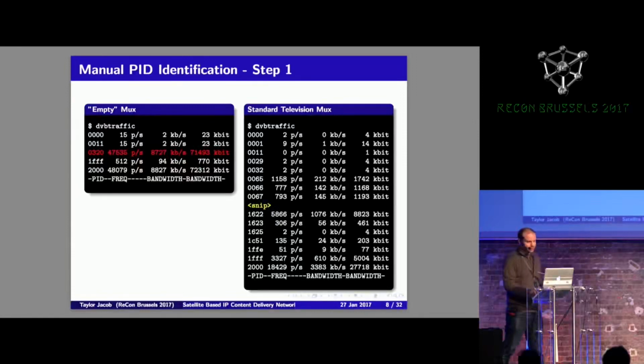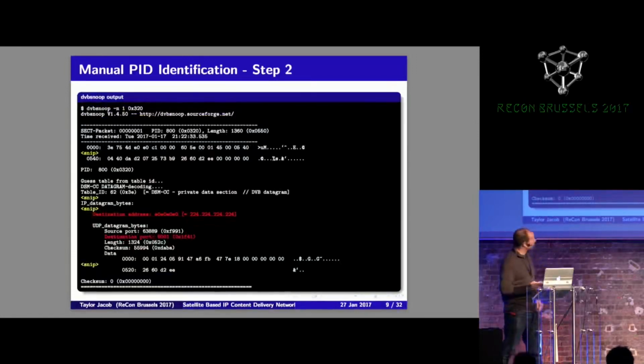So once I'd identified one of these PIDs with lots of traffic, I'd start to look at it in DVB Snoop. And DVB Snoop will allow you to examine in really fine detail whatever content is on a particular PID. So I'd use DVB traffic after I identified the PID. After a quick glance, you can see what kind of traffic is being carried. If you look at this example here, I cut out a lot because it would have been 30 screens worth of data. But you can see it's IP traffic, and in red you can see the IP and the destination port. So I've definitely got some sort of UDP traffic here.